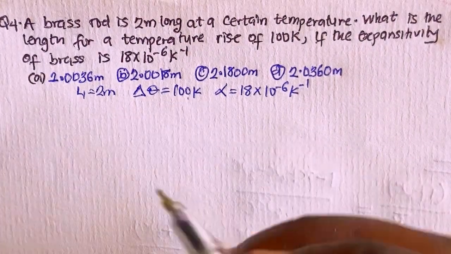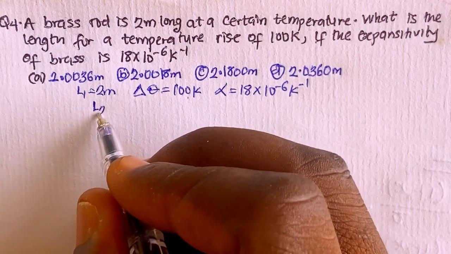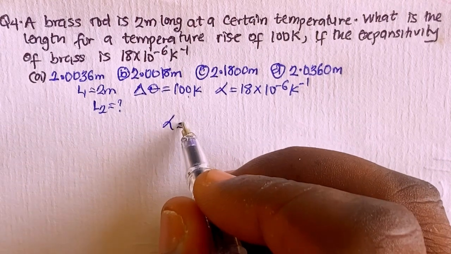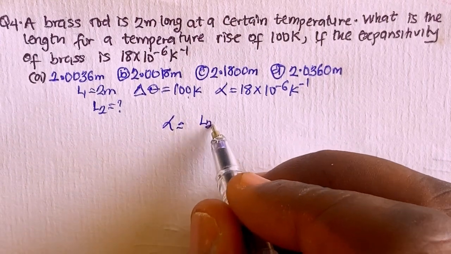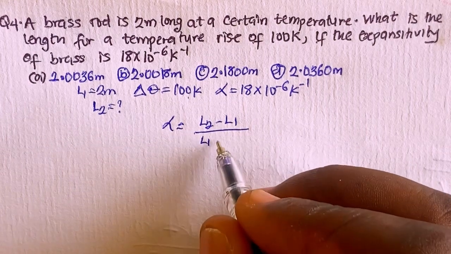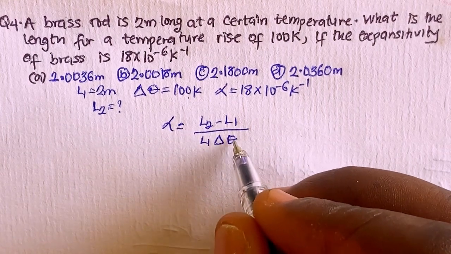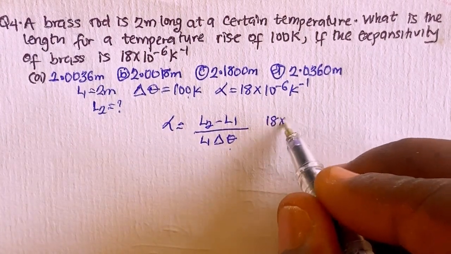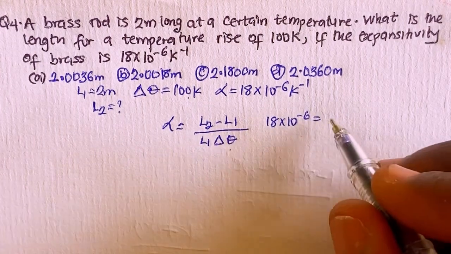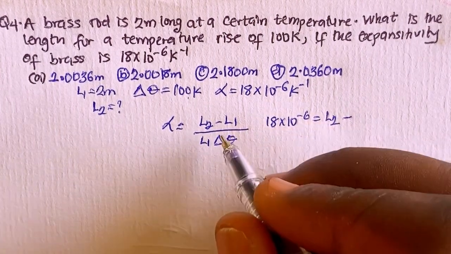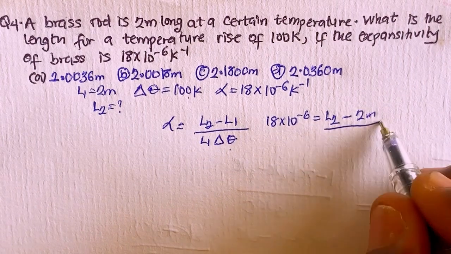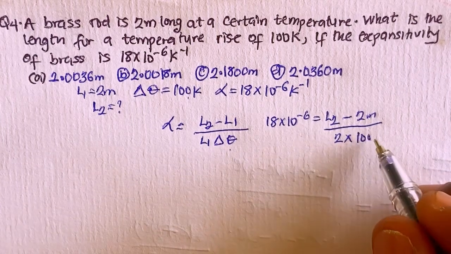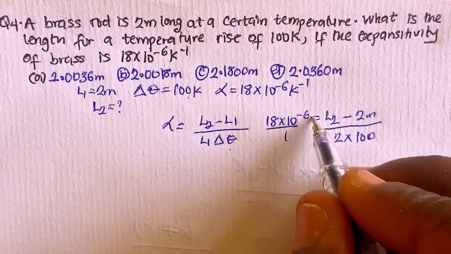So here the new length is going to be L2. So here we are asked to calculate for L2. So you can simply write that alpha equals L2 minus L1 divided by L1 multiplied by change in temperature, which is change in theta. So here we are going to have alpha, which is 18 multiplied by 10 raised to power minus 6, equal to L2, which is unknown, then minus L1, which is 2 meter, divided by L1, which is 2 meter, multiplied by change in temperature, which is 100 Kelvin, right?